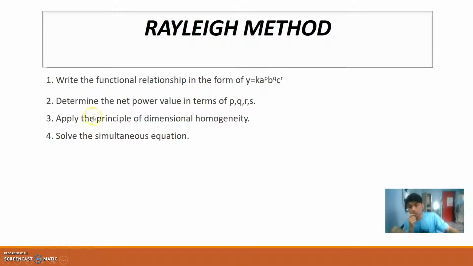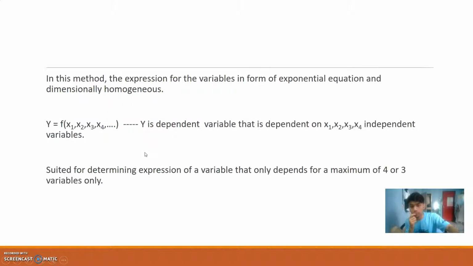After we write the functional relationship, we need to determine the net power of p, q, r. This is very important if you want to derive a formula. And then we need to apply the principle of dimensional homogeneity, and then we solve the simultaneous equations. Later on, I will show you how it is done.